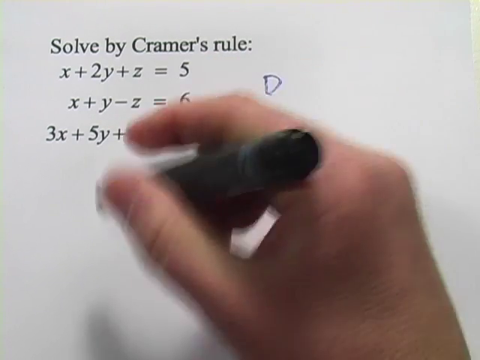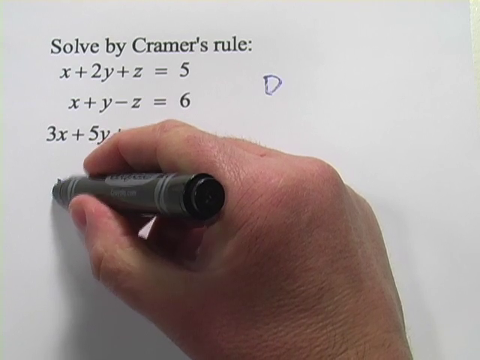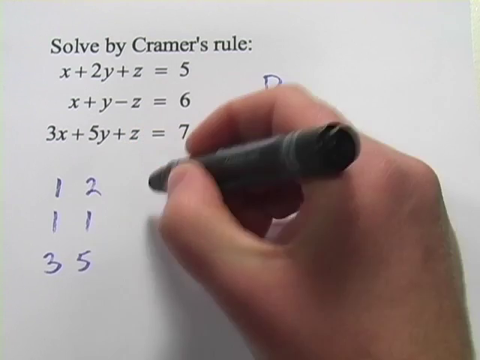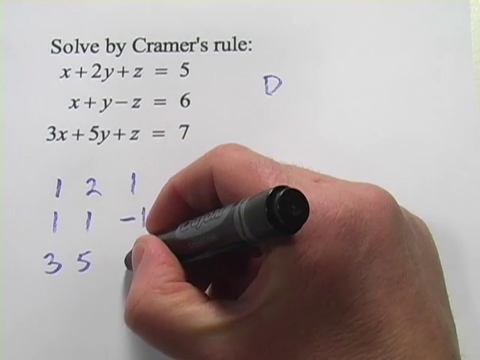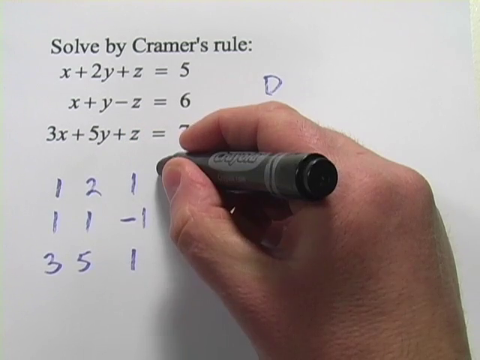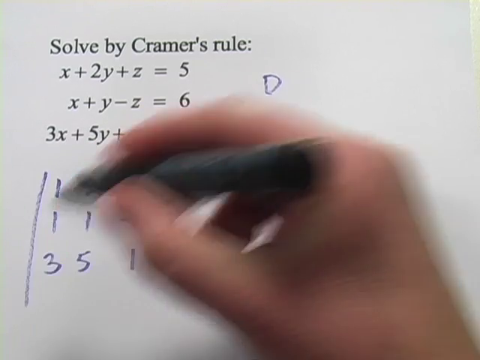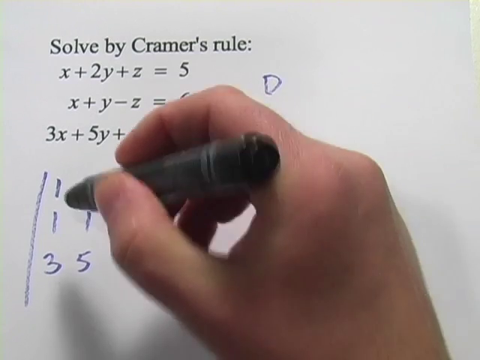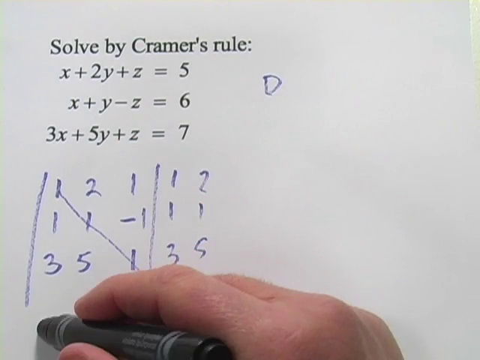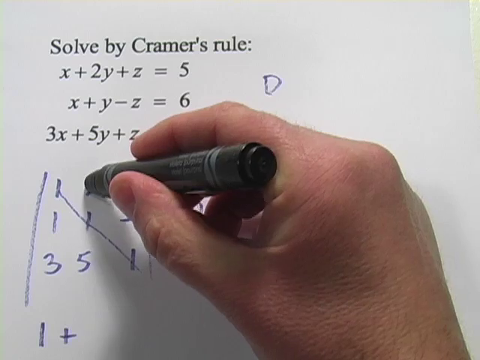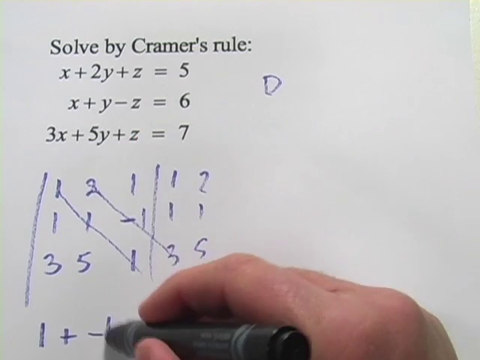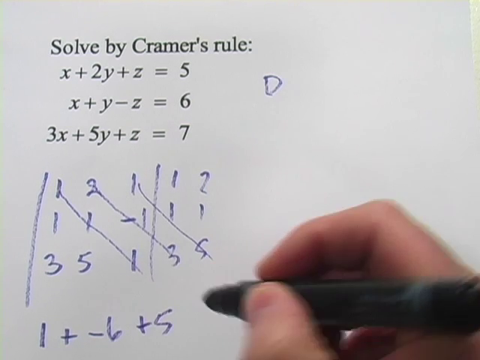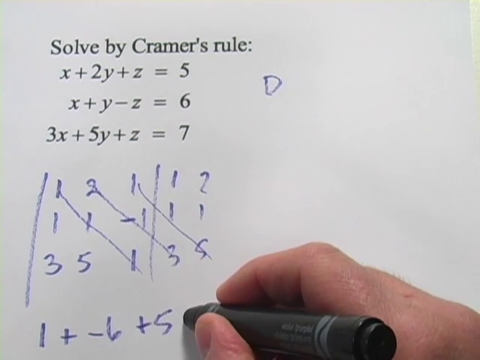So let's find big D by making our coefficient matrix. We've got 1, 1, 3, 2, 1, 5, and 1, -1, 1. And let me recopy the first two columns here, so 1, 1, 3, and 2, 1, 5. And we'll start multiplying down. We've got 1 plus 2 times -1 times 3 plus a -6 plus 1 times 1 times 5. And then we're going to subtract our up column.